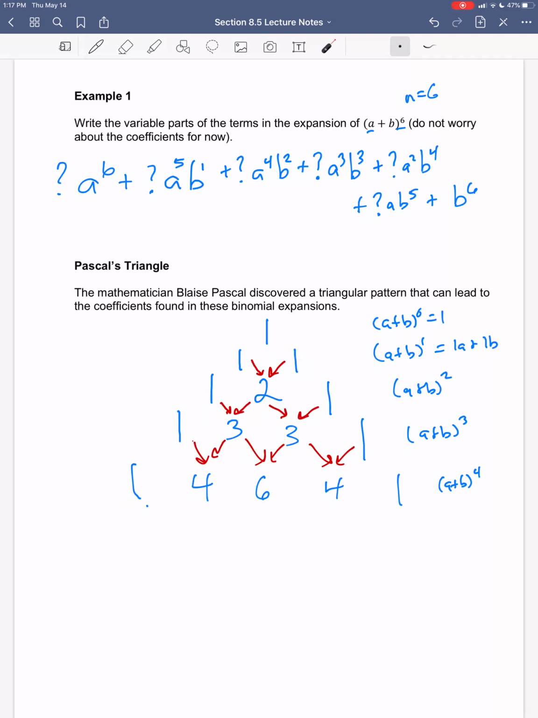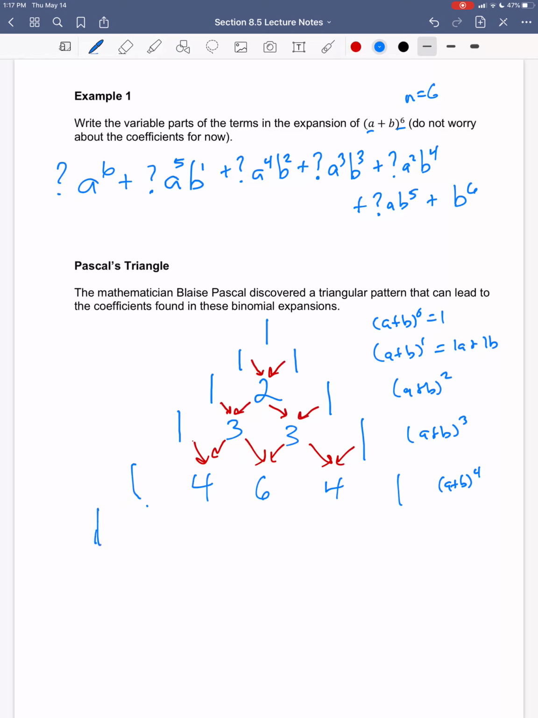(a + b) squared was a squared + 2ab + b squared. (a + b) cubed, I had those numbers 1, 3, 3, 1. So this is exactly figuring out what I would have. So how do I do the next row? I don't have to do all these arrows. I can just sort of think through it.